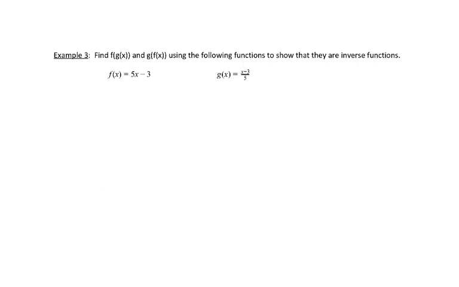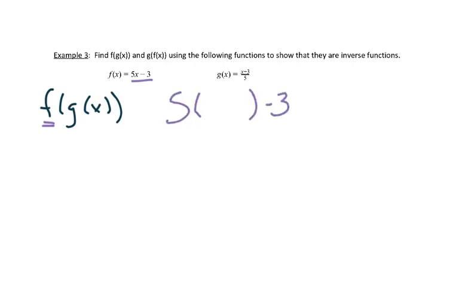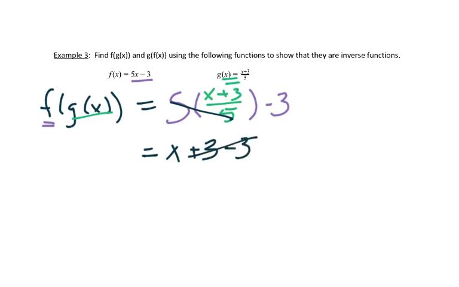We'll do one more of these. So again, we'll start with f of g of x. We'll start with f. So we're going to write our 5, and then instead of x, we're putting parentheses, minus 3. And then g of x will go inside those parentheses. So we have x plus 3 over 5. The 5's would cancel out, leaving x plus 3 minus 3. Plus 3 minus 3 cancels out, and leaves us with just x.